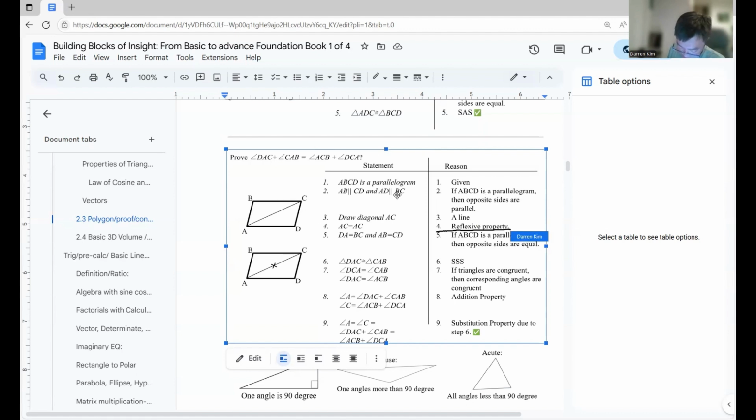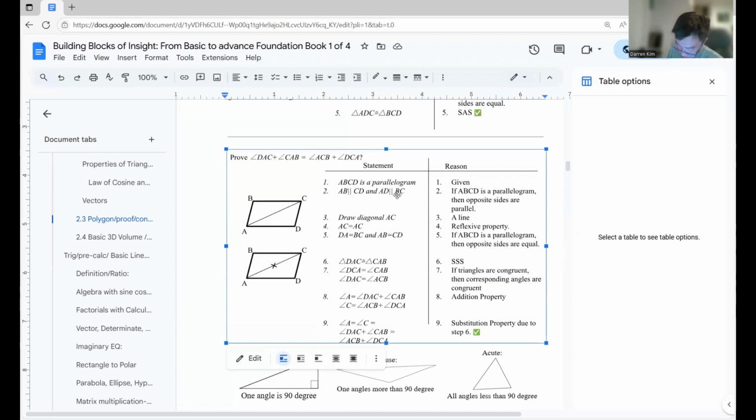Reflexive property to claim this. As I said, you have to claim it. And then you're going to say DA equals BC and AB equals CD. Later on, I'm not going to do this, but I did it for this one, which is basically claiming these things over here. This segment is equal to that segment, and this segment is equal to that segment. And then by that, all sides are accounted for as SSS.